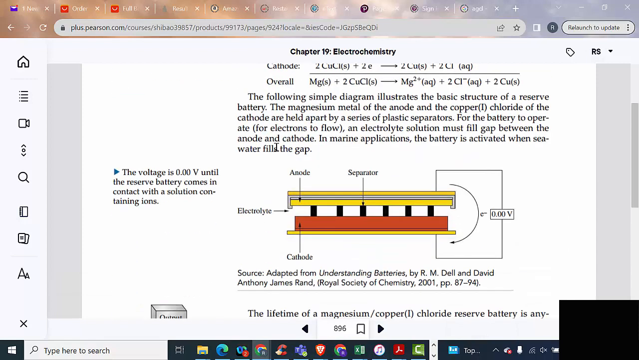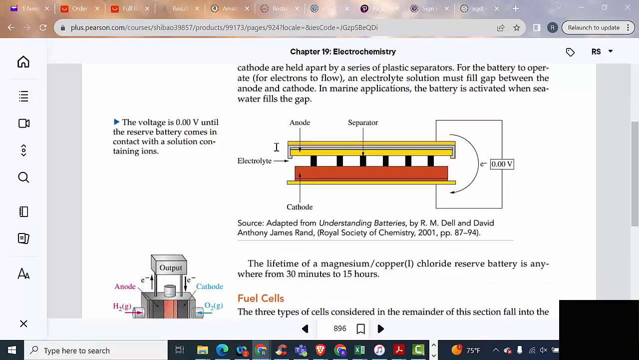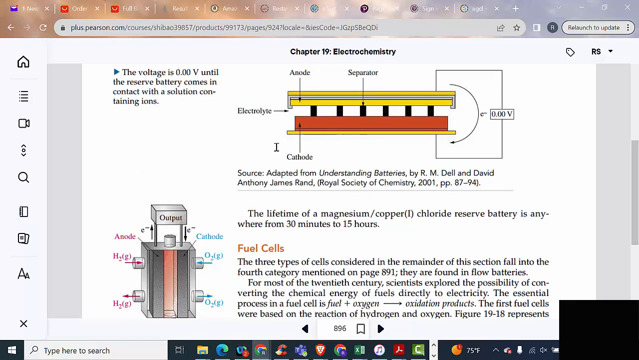There's reserve batteries, which are these dehydrated batteries. Just add water. So this is your dehydrated battery. You add water, then it comes to life. So the voltage is 0 volts until it comes into contact with a solution containing ions. Actually, if you add just water, DI water, it's not going to be so great. You want salt water. Create the salt bridge. So ocean water would be good.